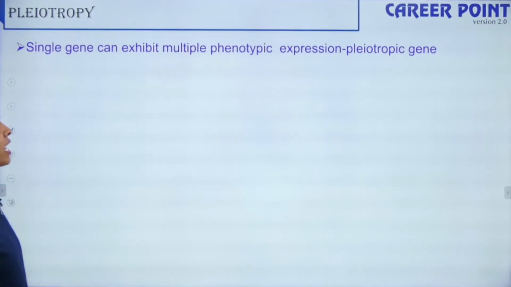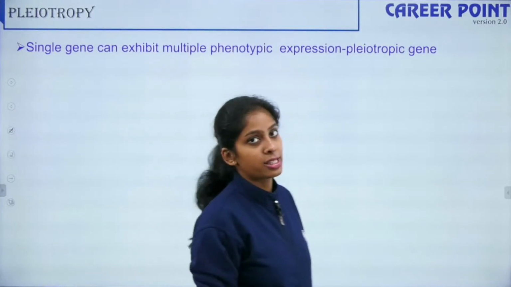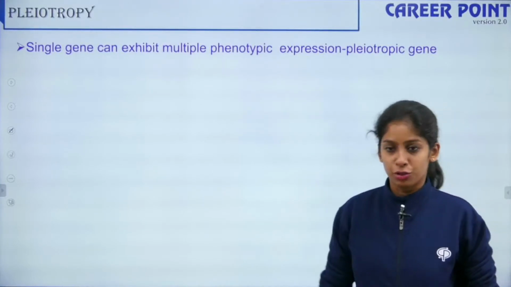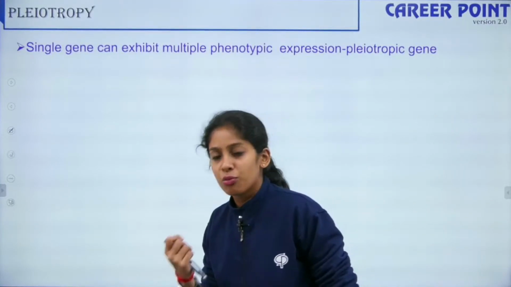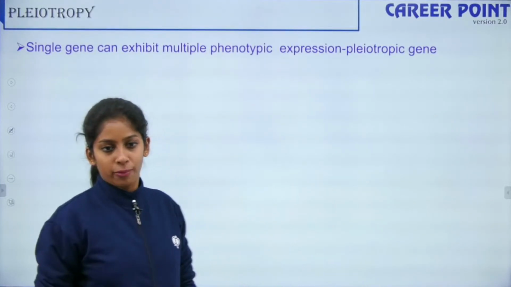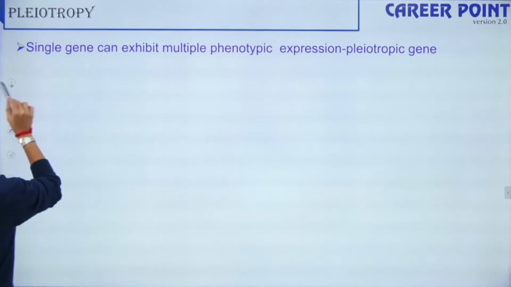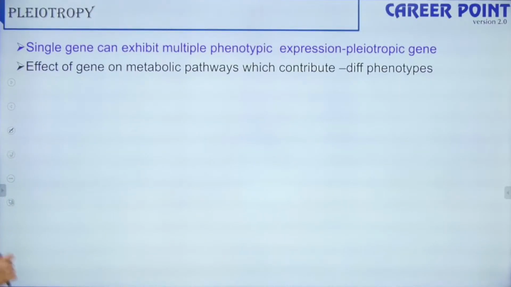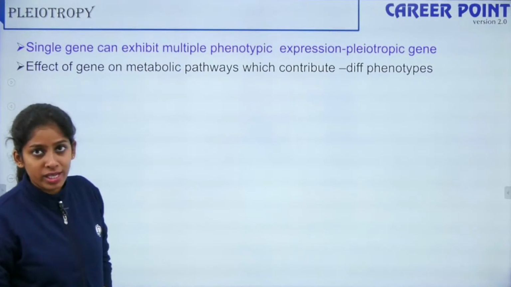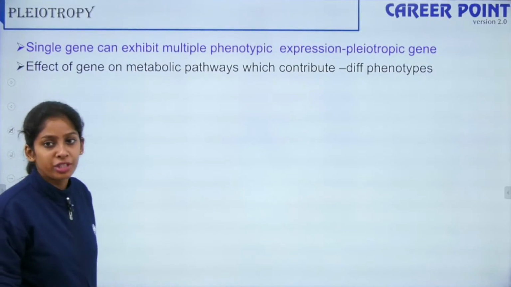A single gene can exhibit multiple phenotypic expressions, so that is a pleiotropic gene. So 1 gene is enough. If 1 gene is absent, you have a lot of problems, right? So that comes under your pleiotropic gene. The effect of a gene on the metabolic pathways can contribute to different phenotypes.